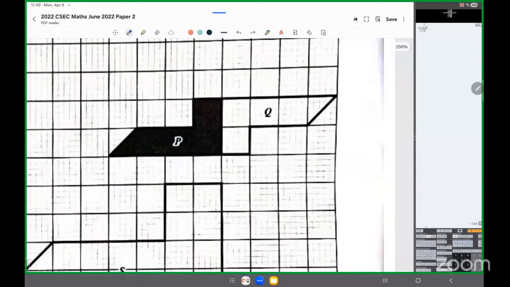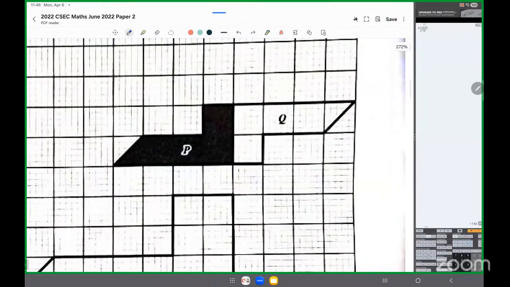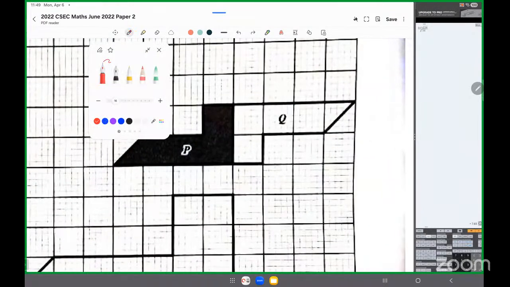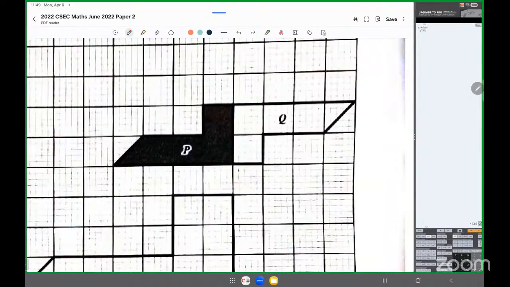Now, let's look at it. Clearly, there is some turning taking place. It's not a translation, because in a translation, the object and image look the same. Is it a reflection? I say it's not a reflection because in a reflection, the orientation is reversed.